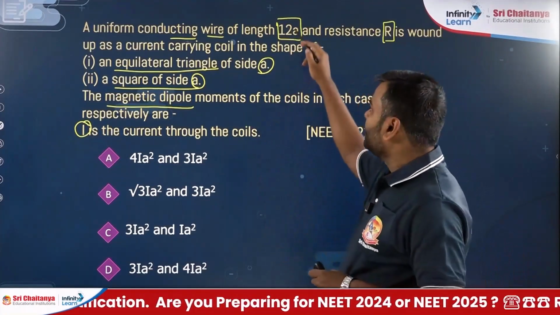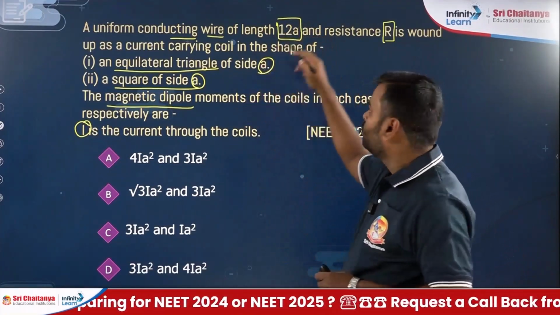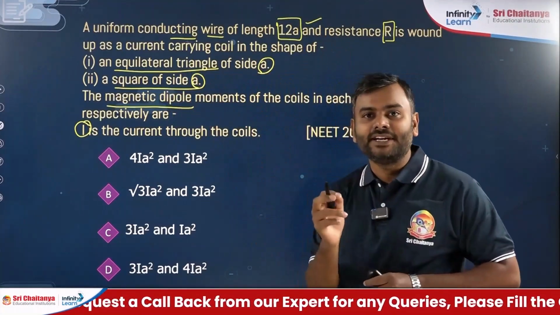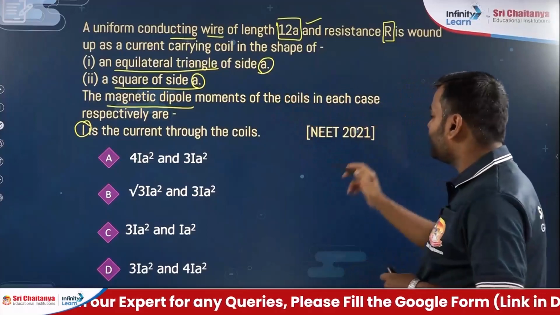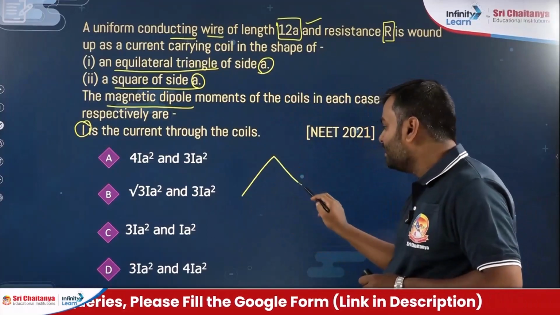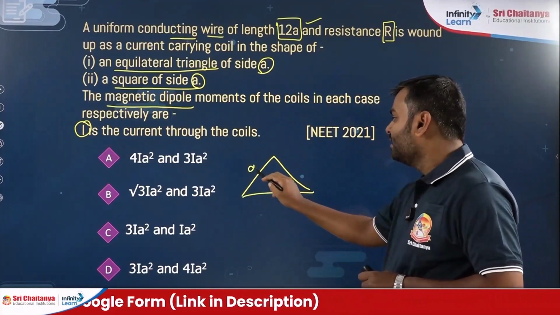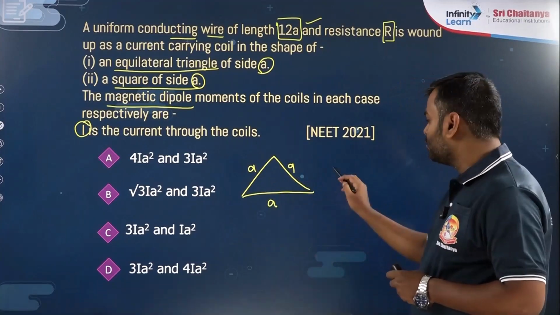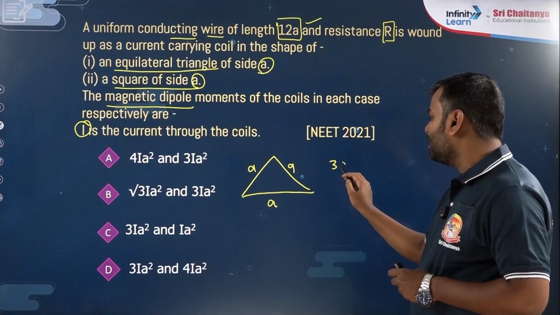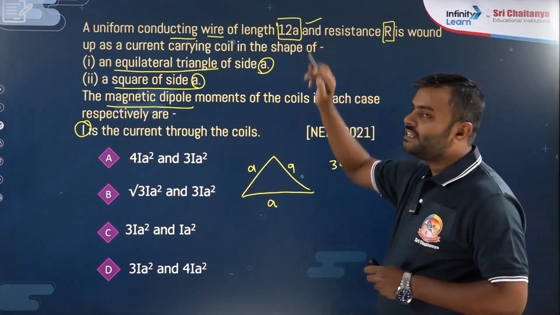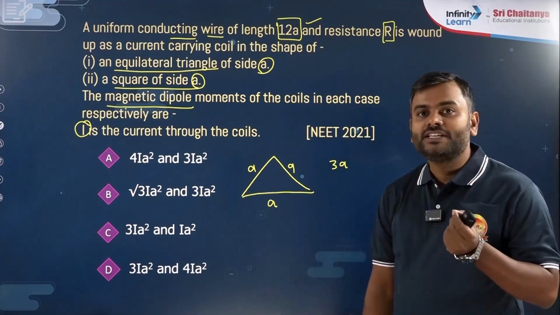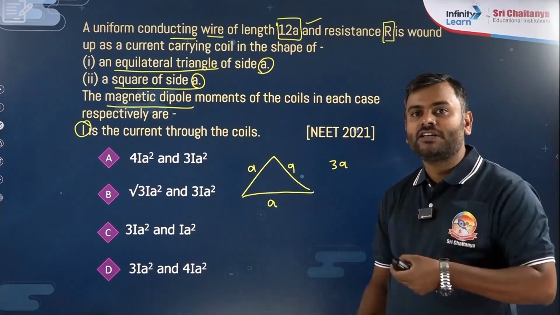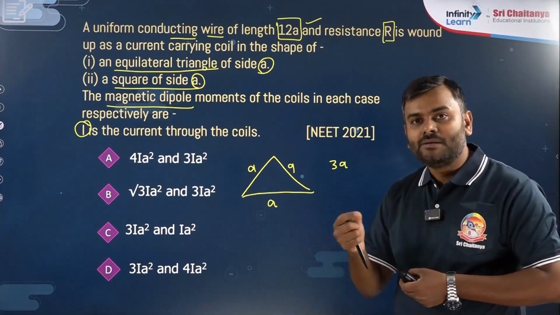You can see that the total length is given as 12A, but the side length for both coils is A. For the equilateral triangle with side A, the total length of a single turn will be 3A. But here the total length is 12A. What does it mean? It means that this wire does not have a single turn. It has multiple turns.